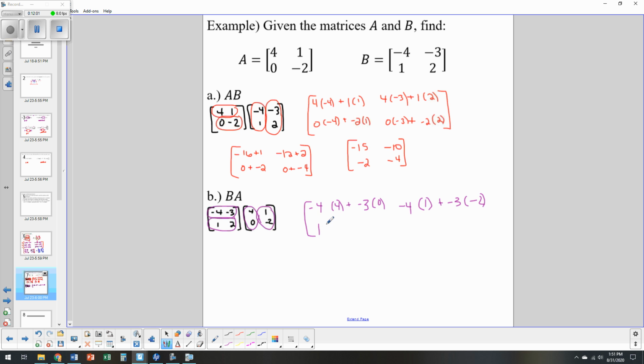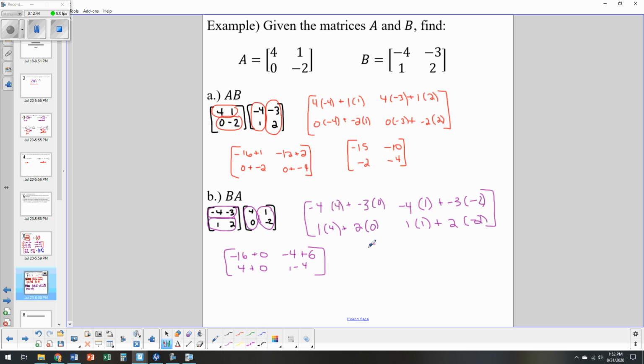we have 1 times 4 plus 2 times 0, and then we have 1 times 1 plus 2 times negative 2. All right, so we'll do some math. We have negative 16 plus 0. We have 4 plus 0. We have negative 4 plus 6. And we have 1 minus 4, or 1 plus negative 4.